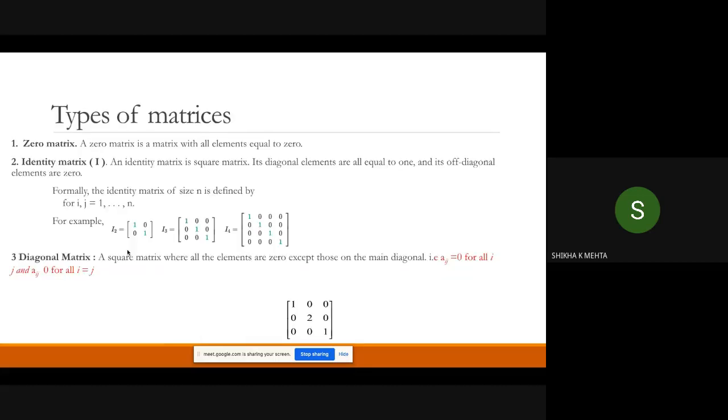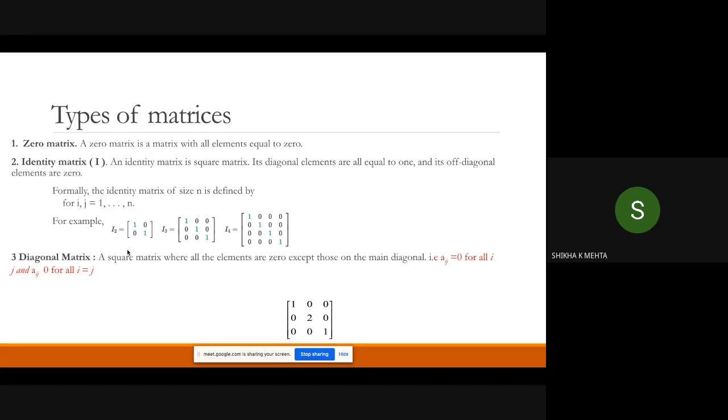So we have different types of matrices. We have a zero matrix in which all the elements are zero. Then we have the identity matrix, which can be of any size n. If it is a 2 by 2 identity matrix, all its diagonal elements are equal to 1. If we come across a matrix in which, except the diagonal, all elements are zero and the diagonal elements are equal to unity, that is 1, then it is called the identity matrix.